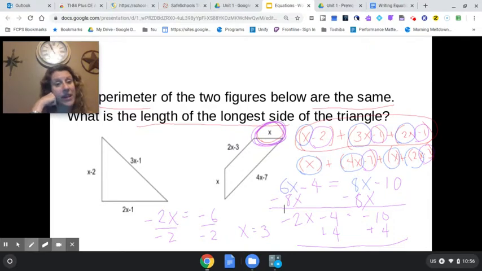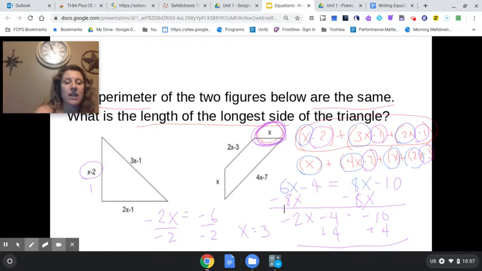So this is why it's really important to always refer back and make sure you've answered the question that was posed. So we were asked, what is the length of the longest side of the triangle? So we know x equals 3. So if x equals 3, x minus 2 would actually mean 3 minus 2. So that side is just 1.